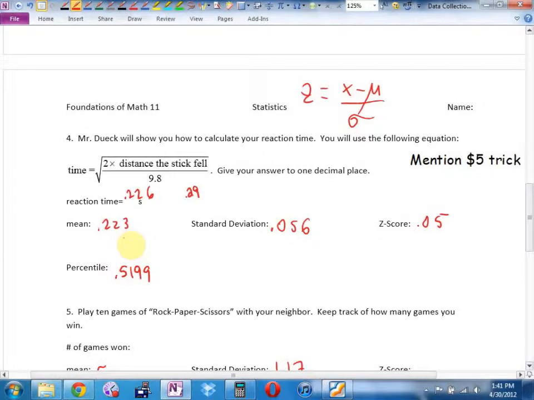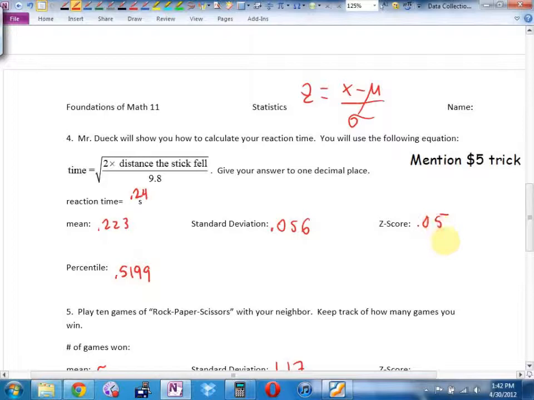So what did you get here? 0.24 seems about right to me. So you would go 0.24 minus 0.23 divided by that. You'll probably have a Z-score right around 0.5. Sorry, you'll have a percentile right around 50%. What did you get for your Z-score?